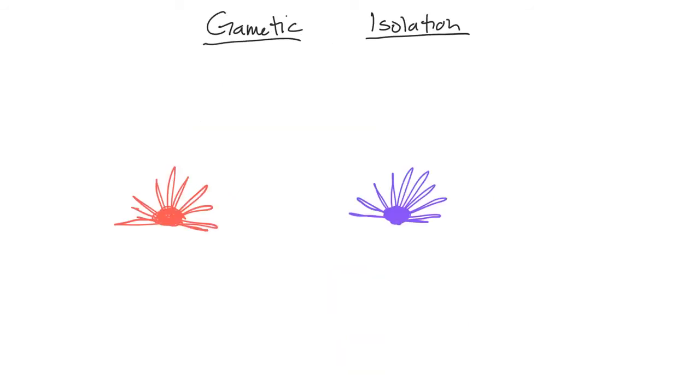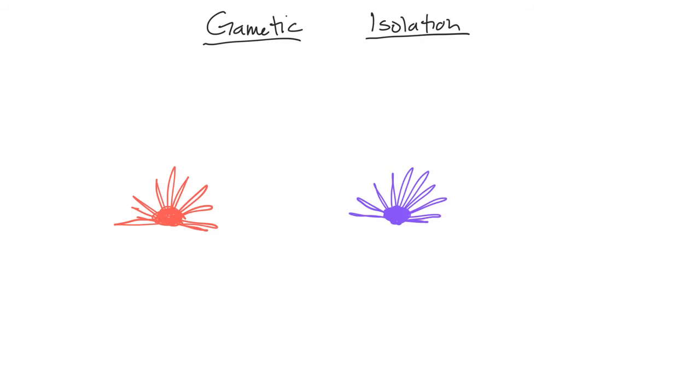Okay, and then gametic isolation. This can occur when all other characteristics match up. So if they mate during the same time, they have the same shape gametes, they are in the same habitat, and so on and so forth. If all of those match up, then they will need some other way to recognize separate species.